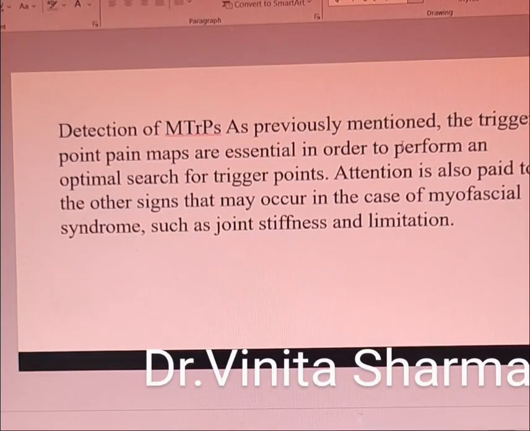Attention is also paid to other signs that may occur in myofascial syndrome, such as joint stiffness or limitation. There are patients who don't have pain, but have a stiff neck and limitation of movements. So first we have to analyze whether the muscle belly is soft or not. If the muscle has some hard points or trigger points, we have to first release those trigger points. After that they feel relaxed and muscle tightness will reduce.